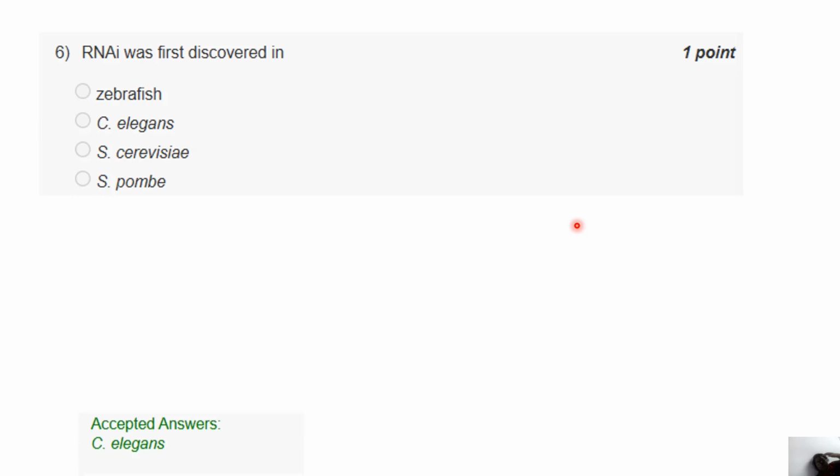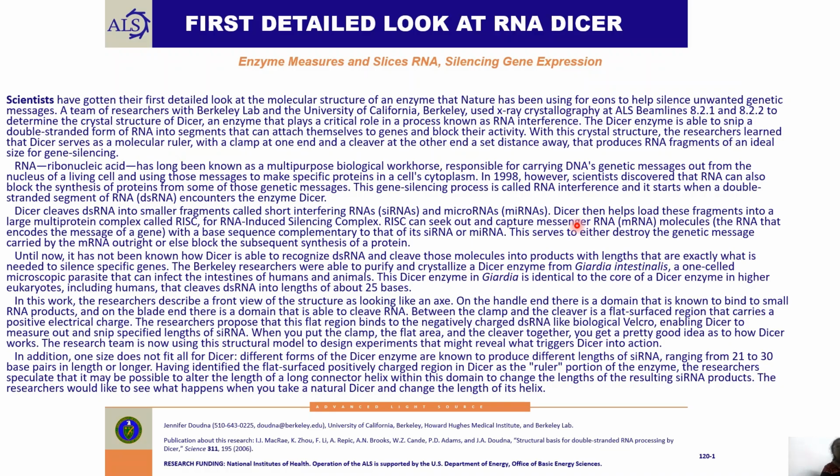Okay, so the answer will be C. elegans. So what was the first detailed look at this? Scientists have gotten their first detailed look at the molecular structure of an enzyme that nature has been using for eons to help silence unwanted genetic messages.